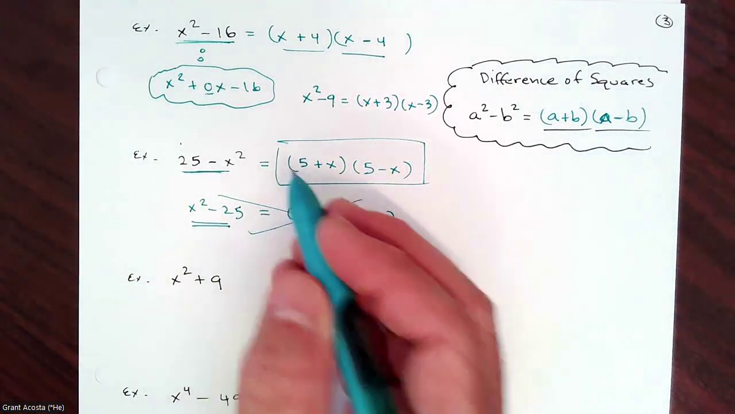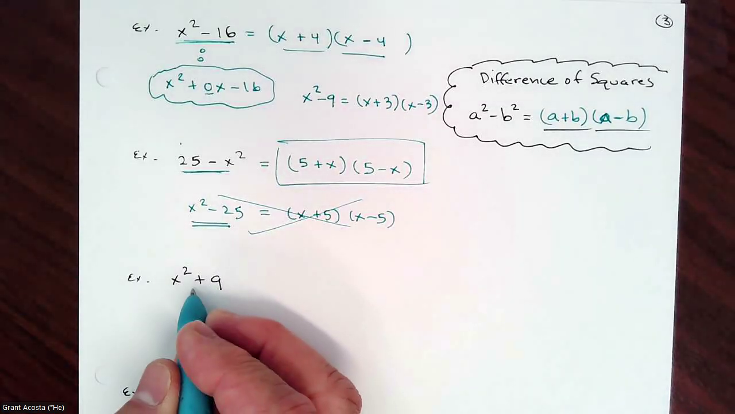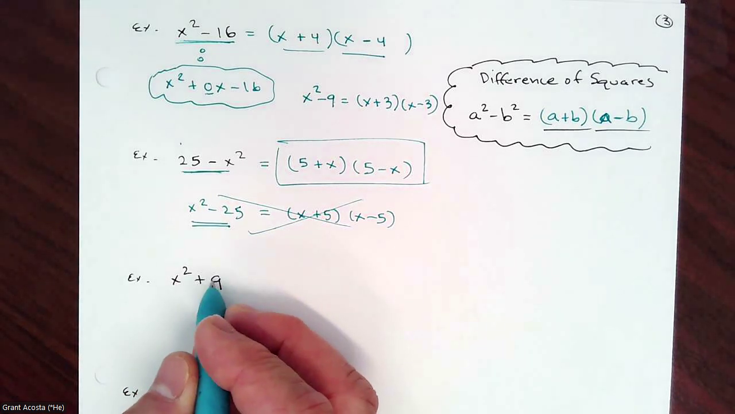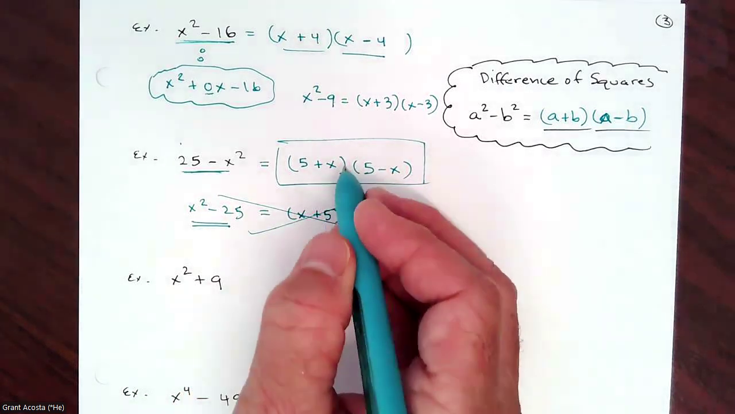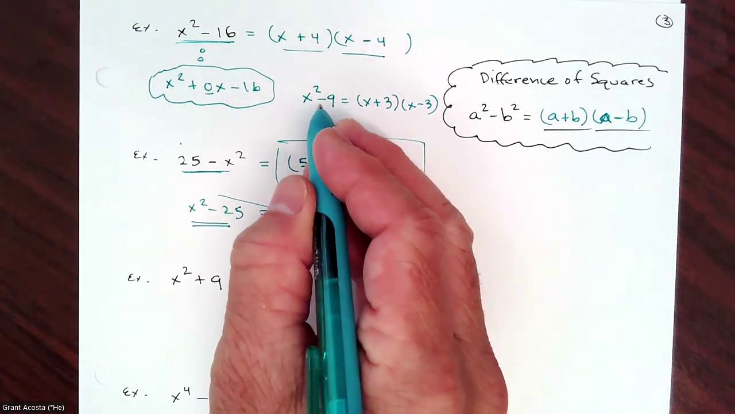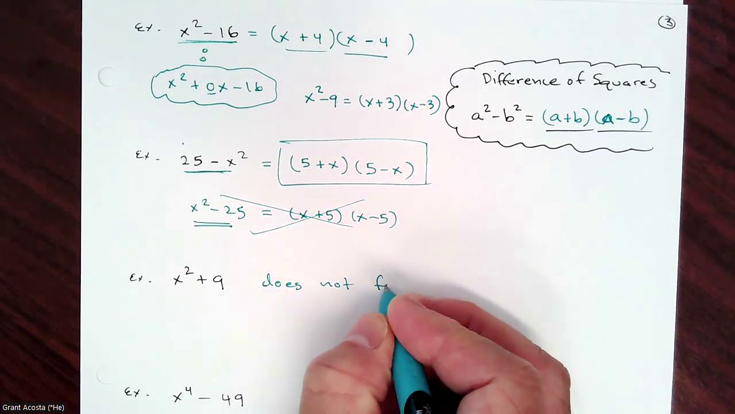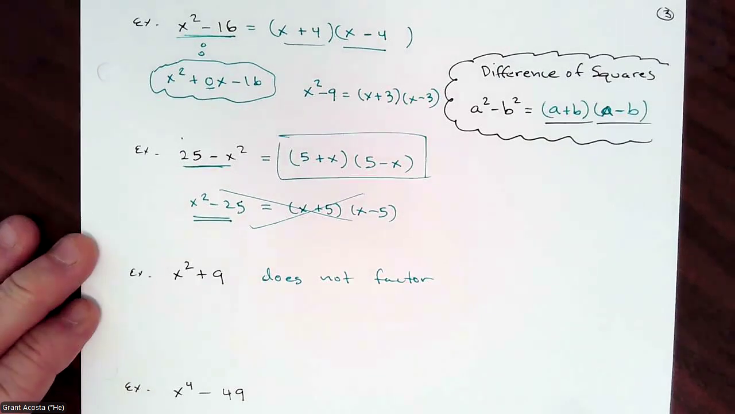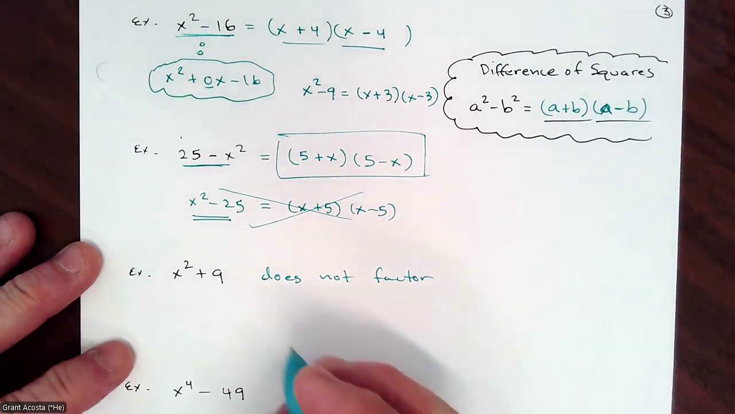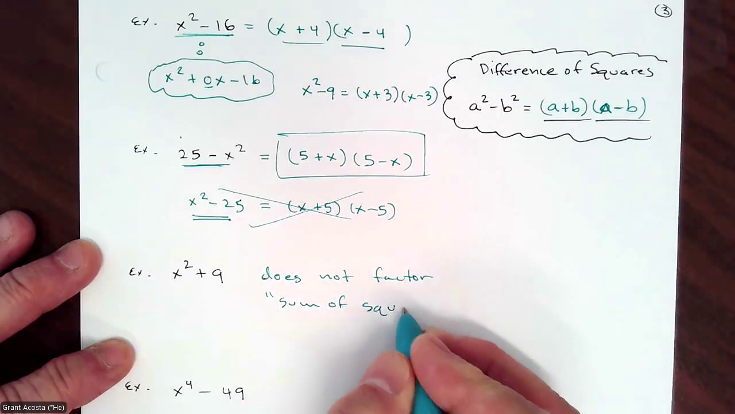Okay, so those are easy to spot. Difference of squares are nice, easy things to factor. I do want to remind you that this would be known as a sum of squares. X squared plus 9 is x squared plus 3 squared, and that does not factor. You can't, it has to be a difference. It has to be a subtraction. This does not factor. So there is such a thing as a sum of squares, but they just don't factor. I'll put sum of squares.